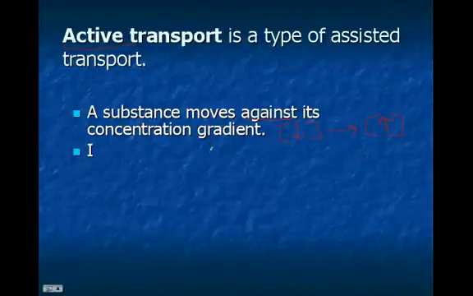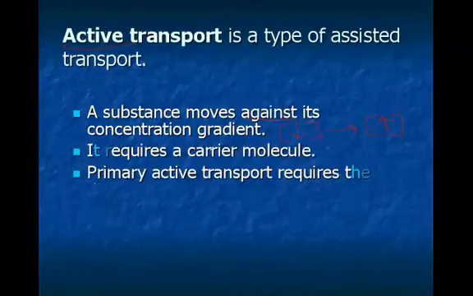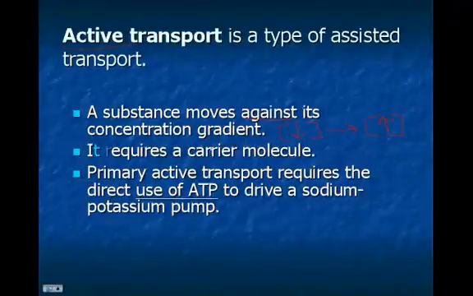So this is against a concentration gradient. Because this is against a concentration gradient, it is going to require not only a carrier molecule, but also energy, or ATP, to drive this process. Active transport is the only type of transport where we're going to require ATP, and it's the only time that we're moving something against a concentration gradient.